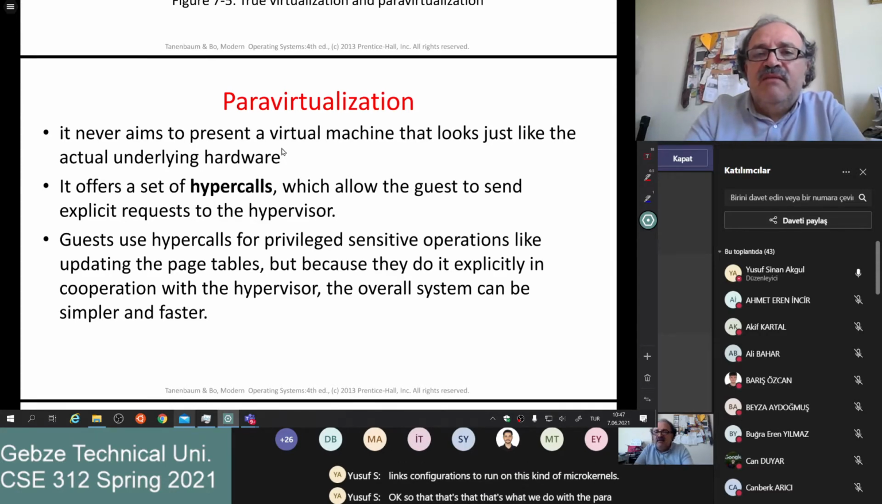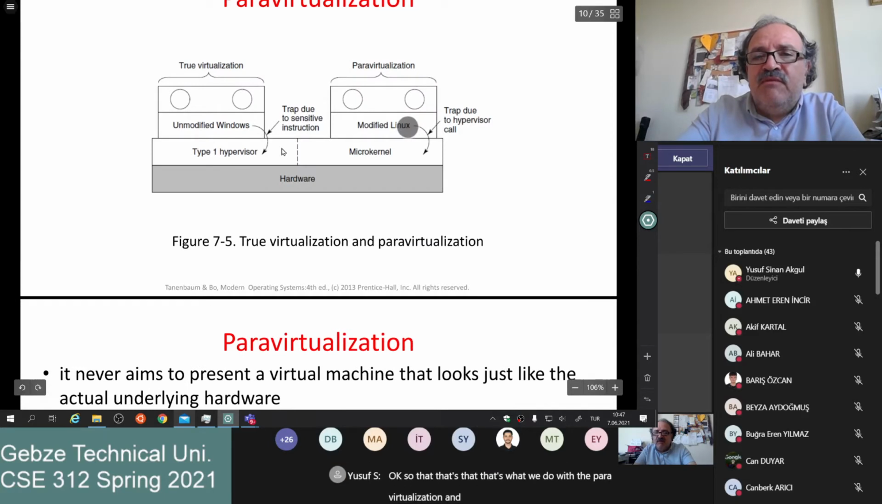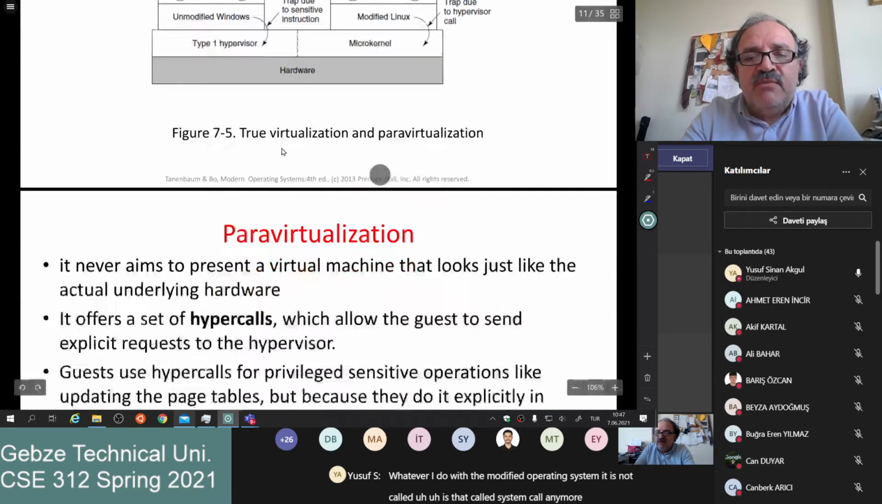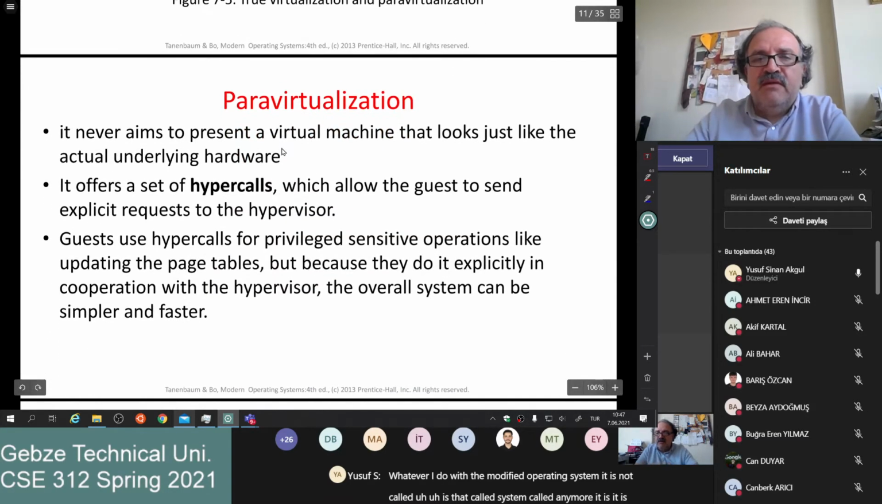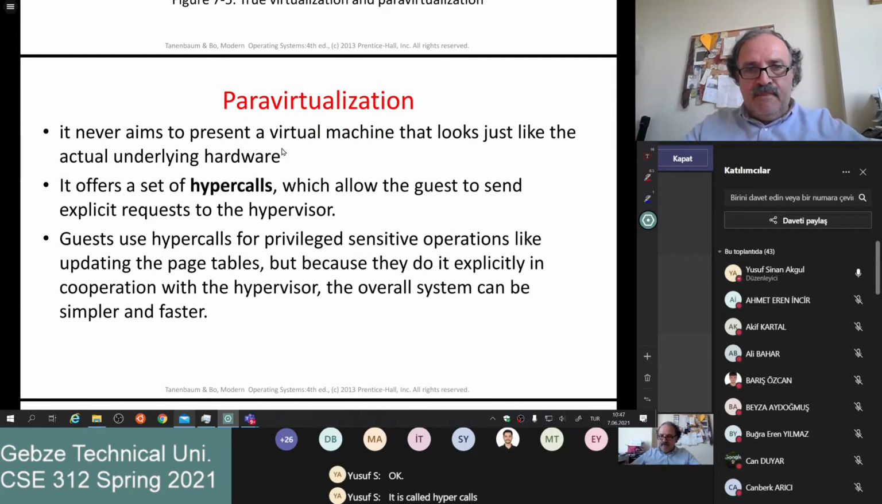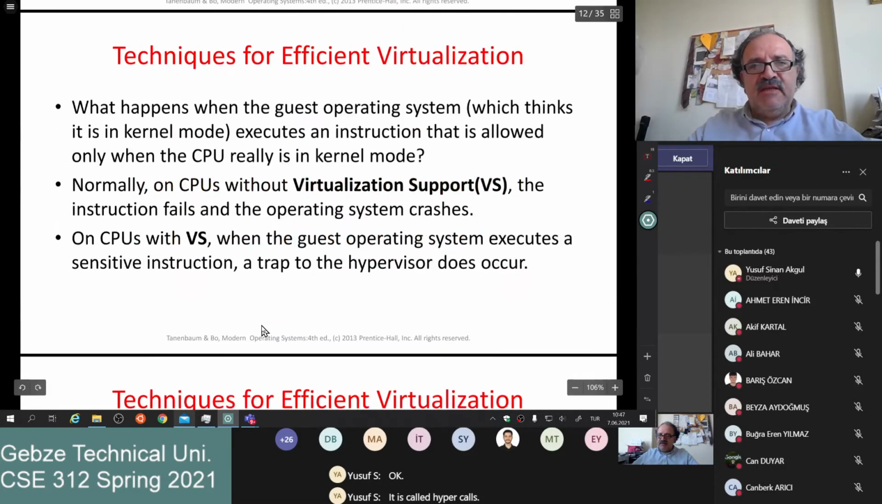And whatever I do with the modified operating system is not called a system call anymore. It is called hypercalls. Okay, so that's what we said.